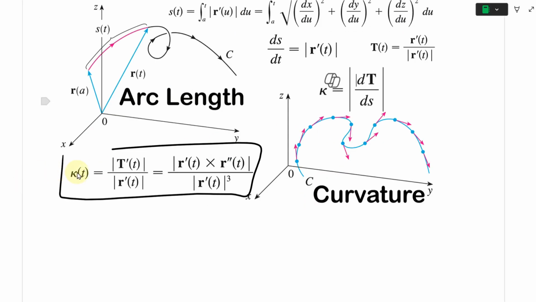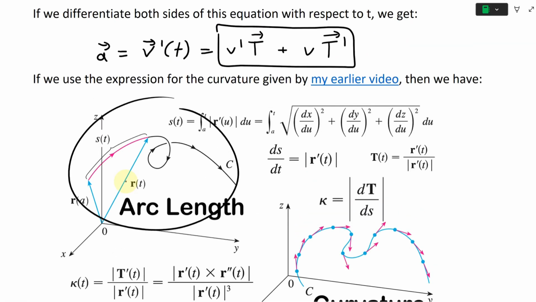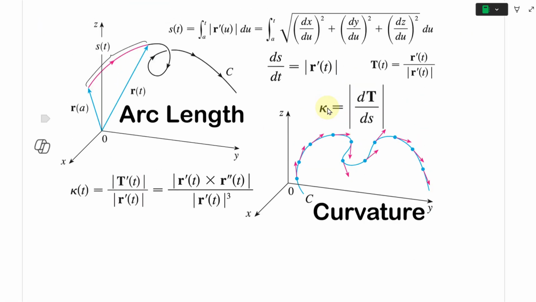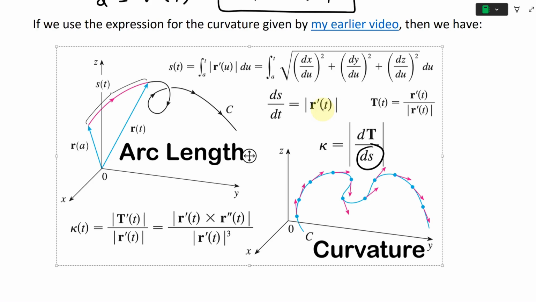So curvature, the kappa symbol: kappa of t equals the magnitude of the derivative of the unit tangent vector divided by the magnitude of the tangent vector, or the derivative of the position vector. That's that, and I also did a quick recap on arc length, but again, watch the videos, they're pretty extensive. Curvature is basically defined as the derivative of the unit tangent vector with respect to the arc length, so that's why we use ds instead of dt.